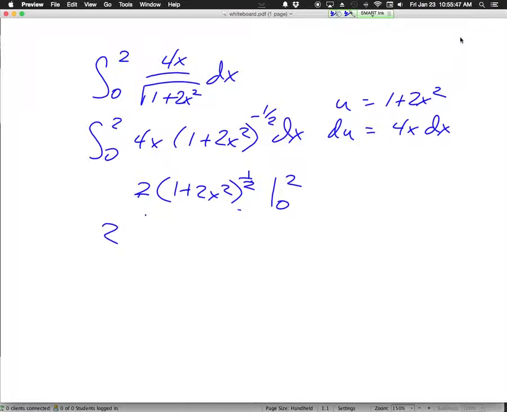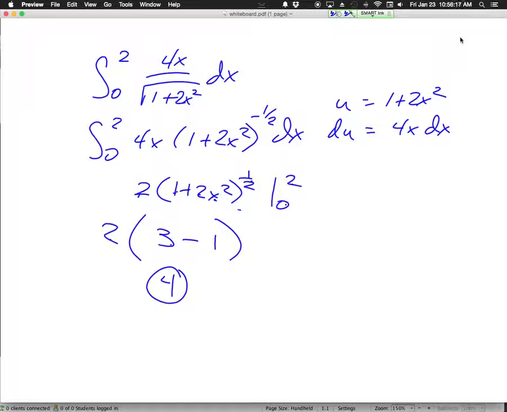Alright, so the 2 is going to stay out here. I plug in the 2. 2 squared is 4 times 2 is 8 plus 1 is 9. Square root of 9 is 3. I plug 0 in, which means this is 1. The square root of 1 is 1. So 2 times 2 gives me 4. What does 4 represent? Area under the curve or change in the function above.